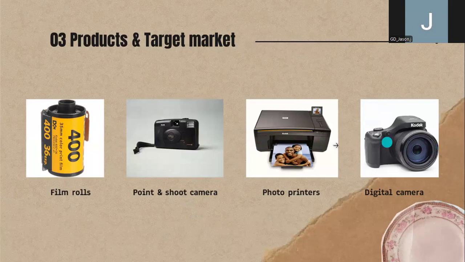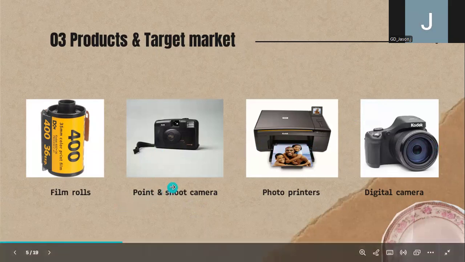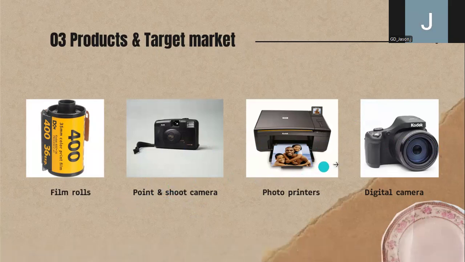And then these are some of the main products of Kodak: film rolls, point-and-shoot cameras, photo printers, and digital cameras. Their target market is usually people in middle-income families, which is suitable to their goal of making accessible and affordable cameras for people. They also provide high quality technology that professional photographers can use.